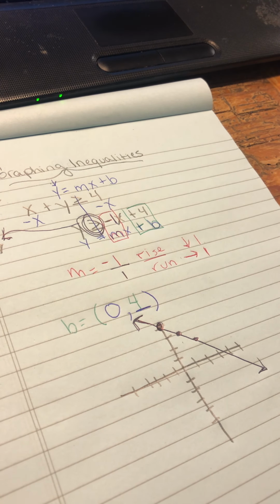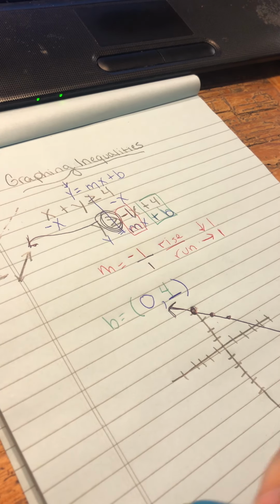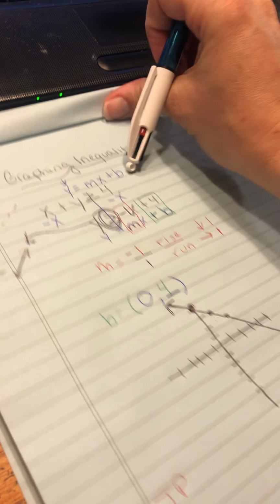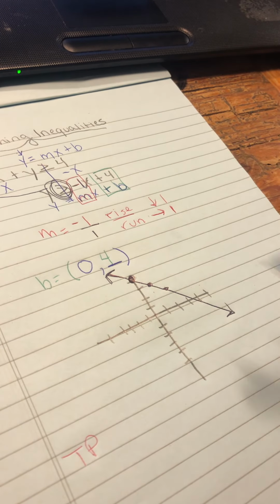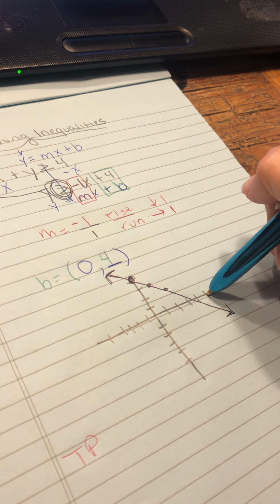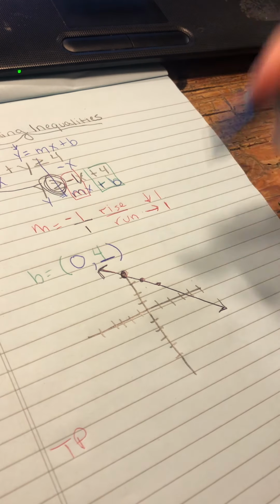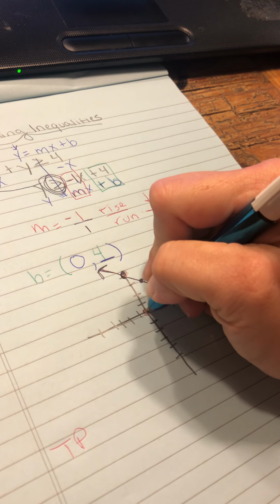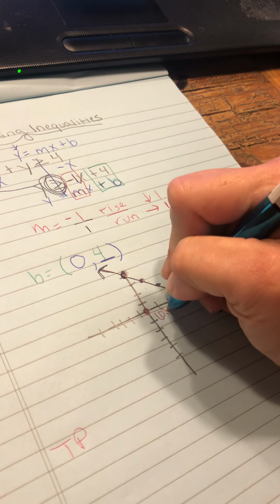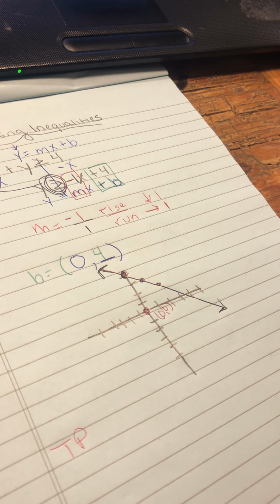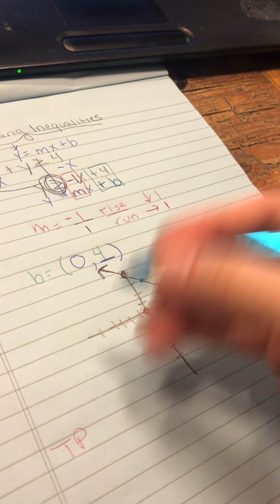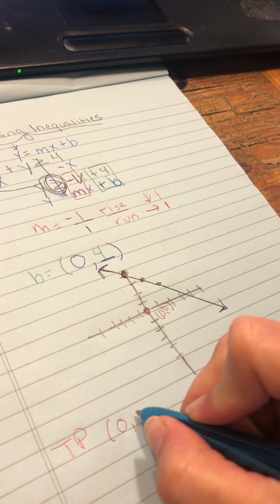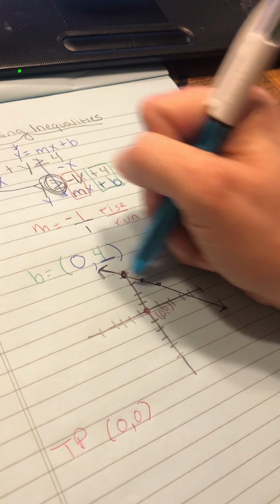However, where do we shade? Well, when you want to shade, you're always going to pick a TP, test point. You need to find a test point, and it cannot be on your line. It needs to be below or above your line. My favorite test point is 0, 0, if it's not on the line, because it's easy to add and multiply by zeros. So I'm picking 0, 0 because it's not on my line.